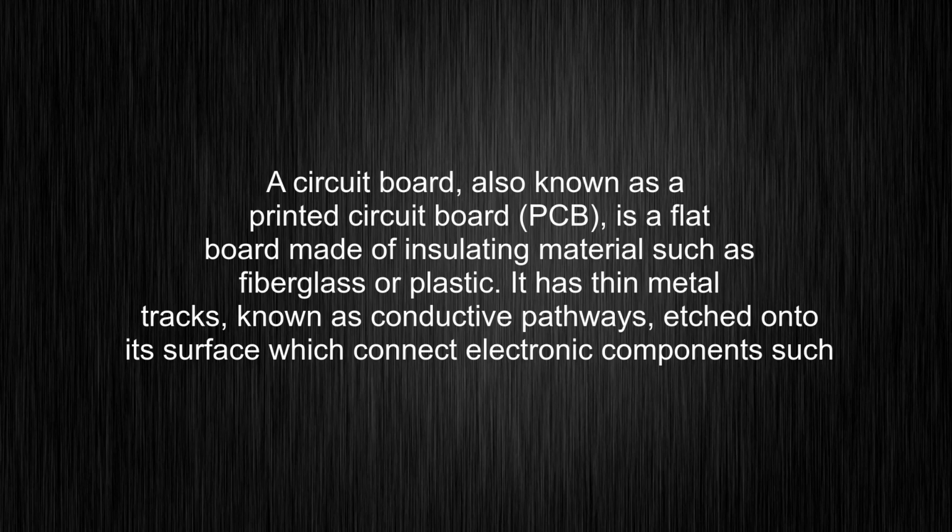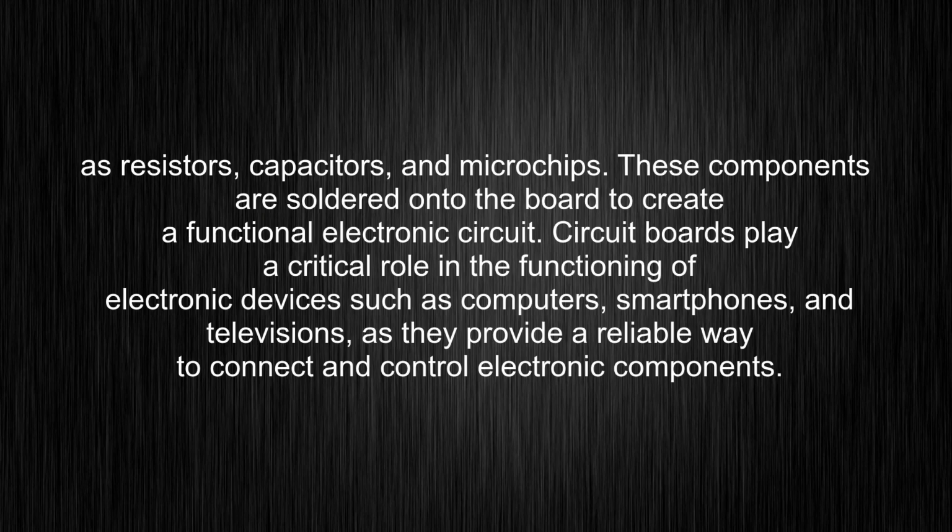A circuit board, also known as a printed circuit board, PCB, is a flat board made of insulating material such as fiberglass or plastic. It has thin metal tracks, known as conductive pathways, etched onto its surface which connect electronic components such as resistors, capacitors, and microchips. These components are soldered onto the board to create a functional electronic circuit.